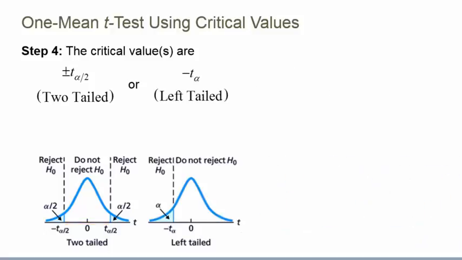Or negative t sub alpha, left-tailed. On the t distribution, negative t sub alpha, the critical value, is to the left of 0, the mean. The area to the left of negative t sub alpha is shaded, and that's alpha. If the test statistic is less than negative t sub alpha, reject H sub 0. If the test statistic is larger than negative t sub alpha, do not reject H sub 0.